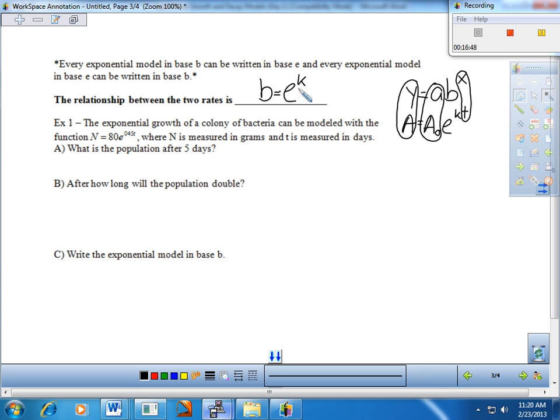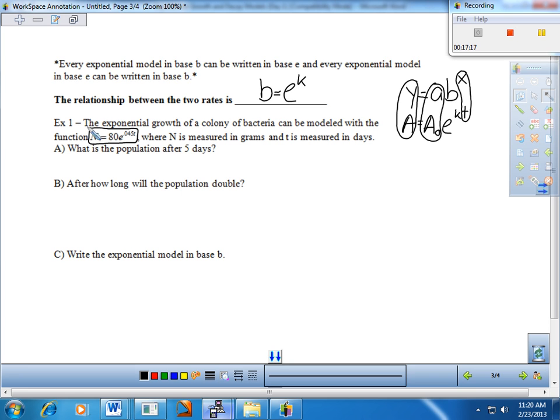All right, well, let's give it a try. Sometimes it gets a little abstract, and it's sort of the nature of the course. But let's round it out here, do some examples, and just do some number crunching with it. So here we go. The exponential growth of a colony of bacteria can be modeled with the function right there. I'm going to box that up, where n is measured in grams and t is measured in days. What's the population after 5 days?